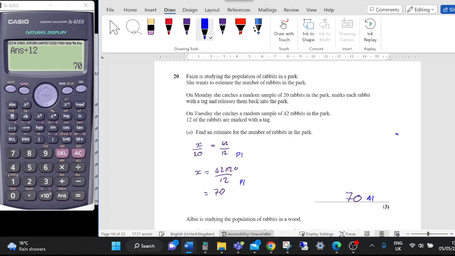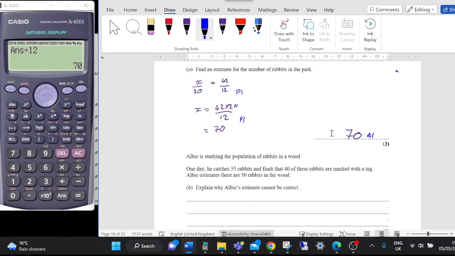Should have done part B as well. This one wasn't on the previous one. So Abby is studying the population of rabbits in the wood. One day he catches 55 rabbits and finds 40 of the rabbits are marked with a tag. Abby estimates there are 50 rabbits in the wood. Explain why Abby's estimate cannot be correct.